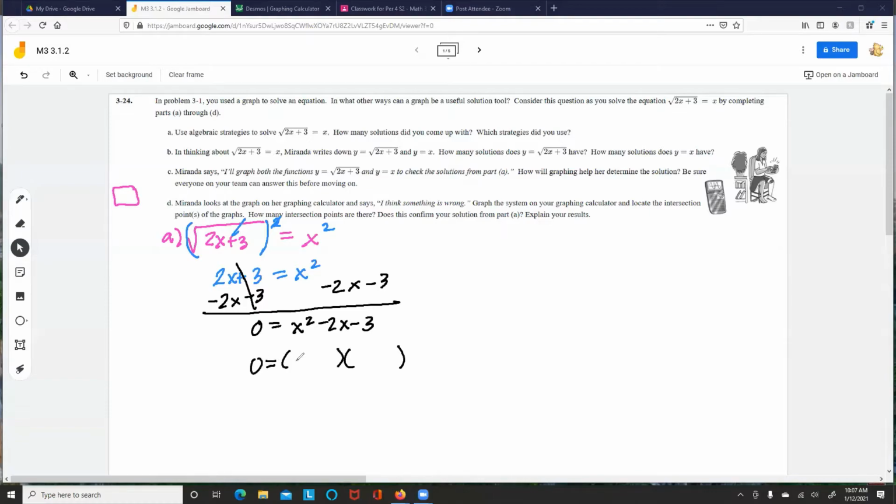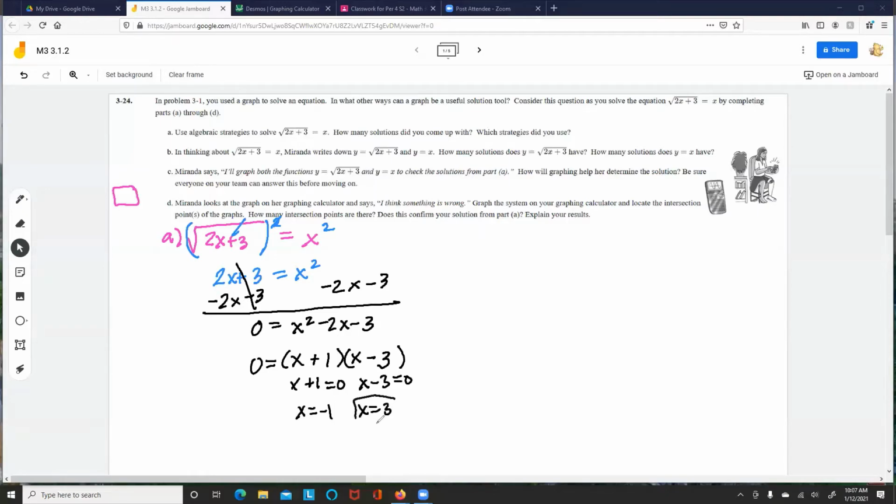So if I factor this, x squared factors down to x times x, 3 factors down to 1 times 3, and we got a -2, so the 3 will be negative and the 1 will be positive. Then we set them equal to 0, use the zero product property. x plus 1 equals 0, and x minus 3 equals 0. So x equals -1, and x equals 3.